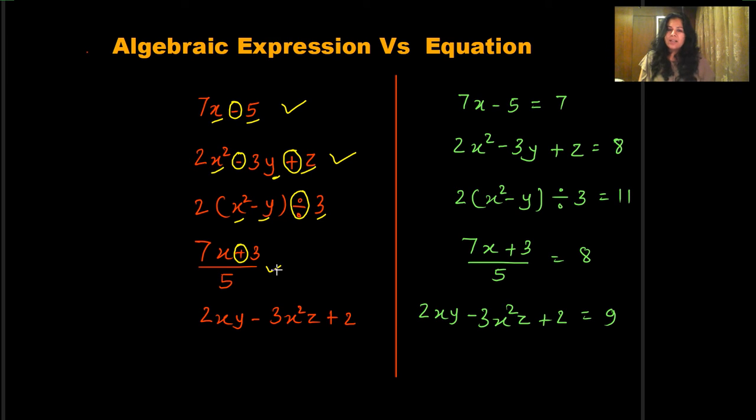Now, in the last one, again there are a few variables, a few constant terms, and they are put together by the mathematical operators addition and subtraction. So, such expressions are called algebraic expressions, children, where we have some variables, we have some constants, and they are put together by some mathematical operators.